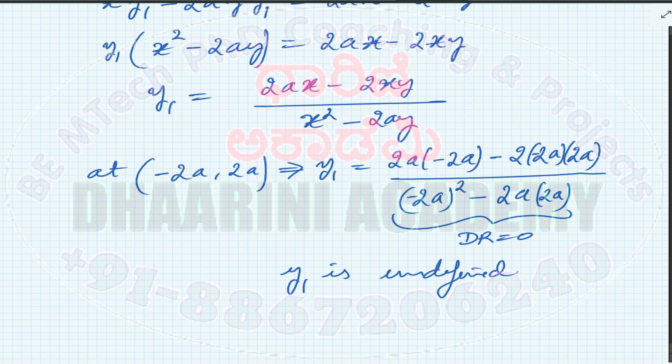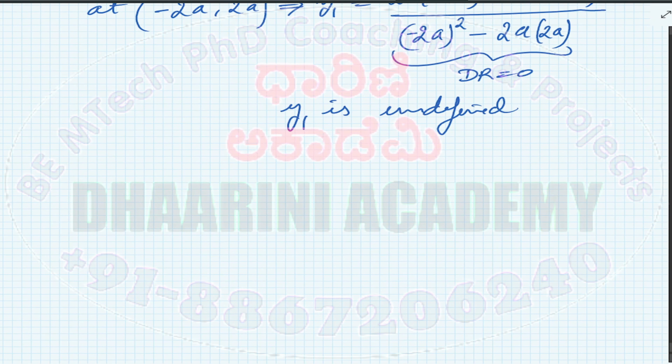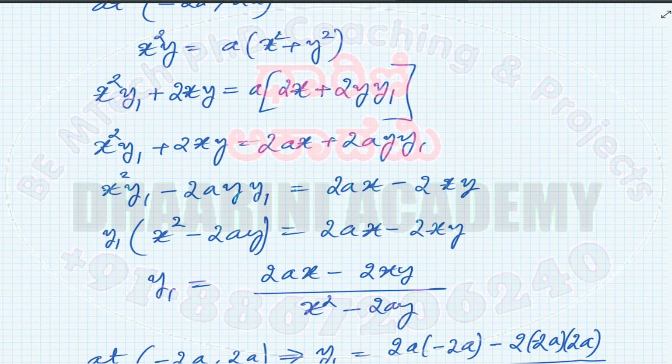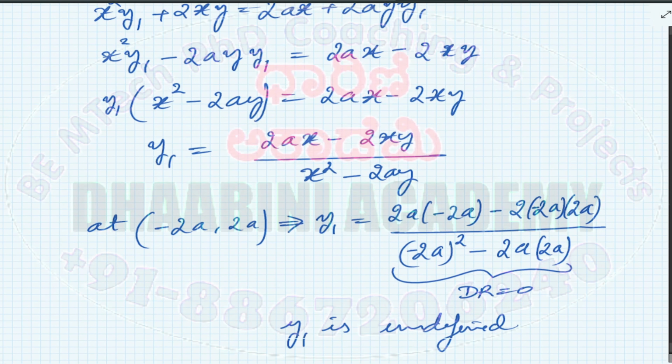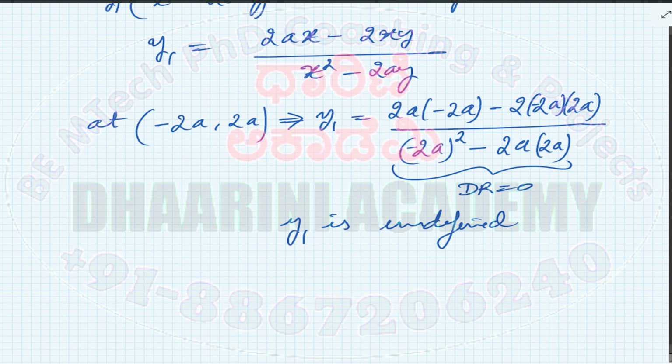Undefined in the sense something divided by 0. Actually infinity, but infinity we don't know the value, so we simply call it undefined. Okay, so undefined. Now when we don't know the value of y1, I need to go for x1. So now I'll tell you another way to calculate x1, right?